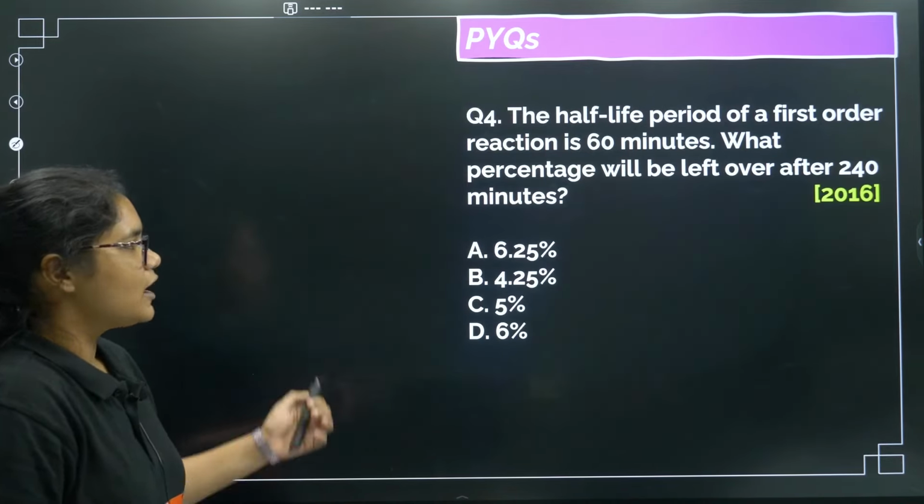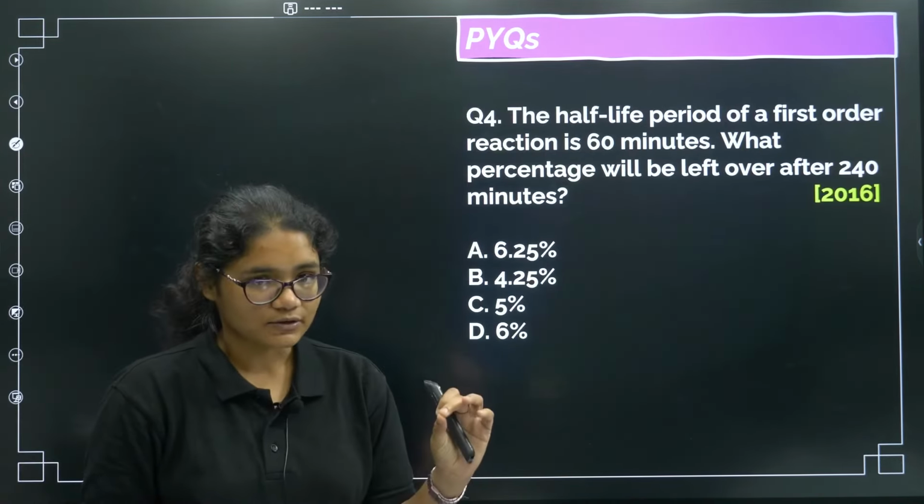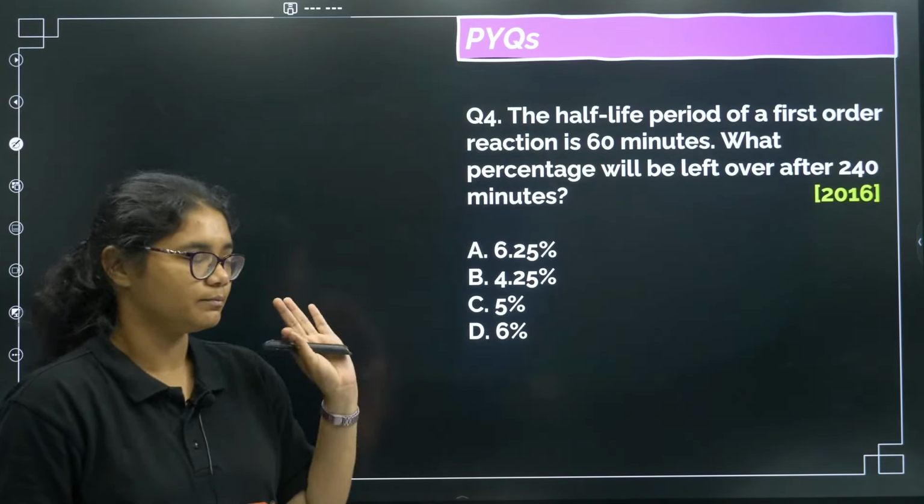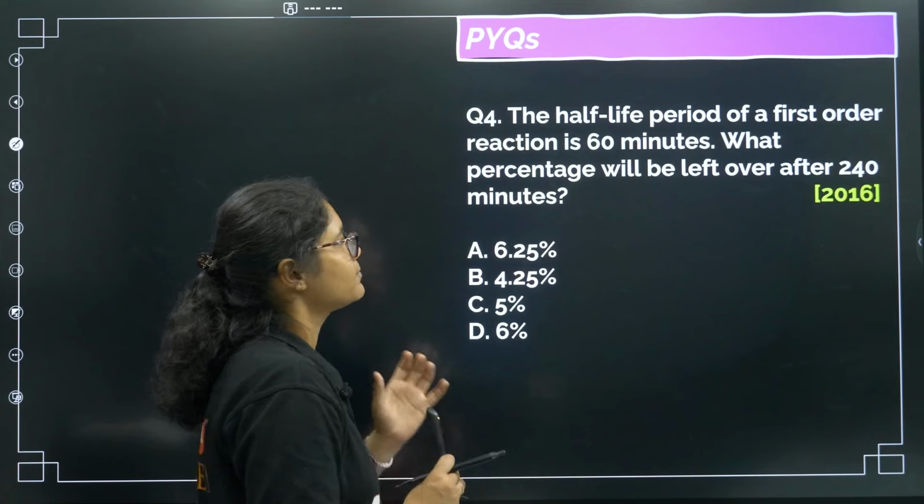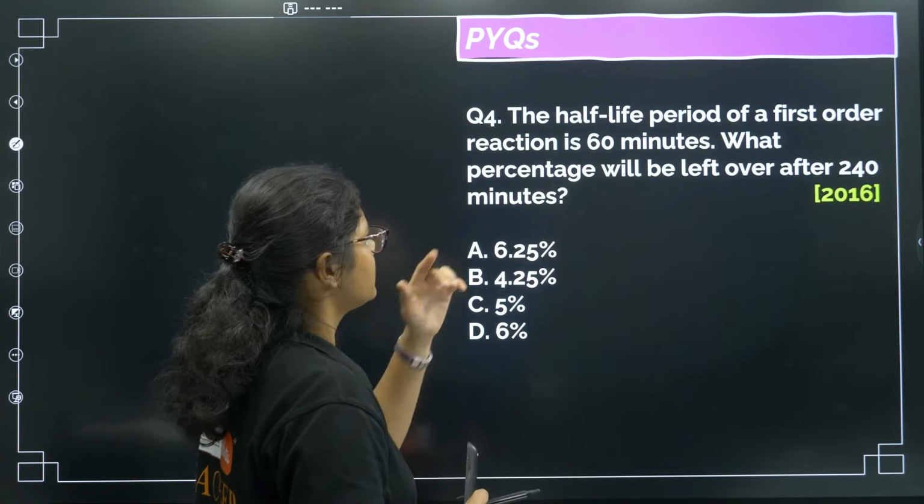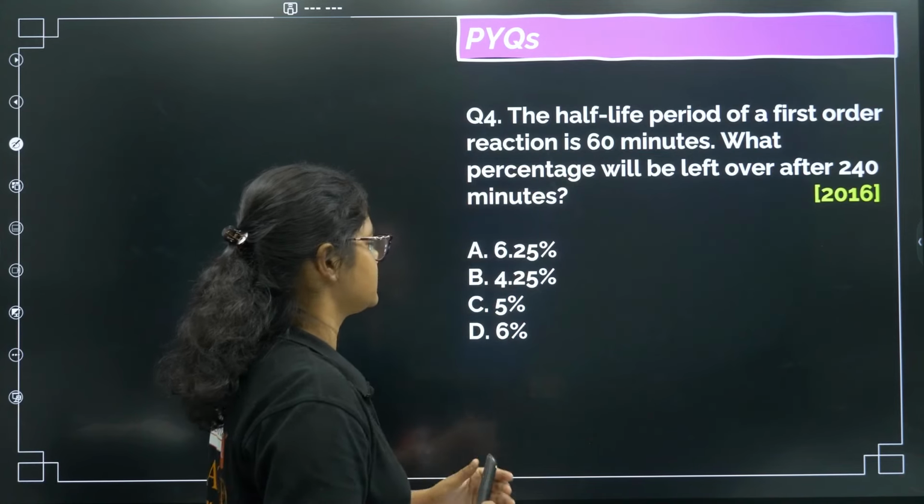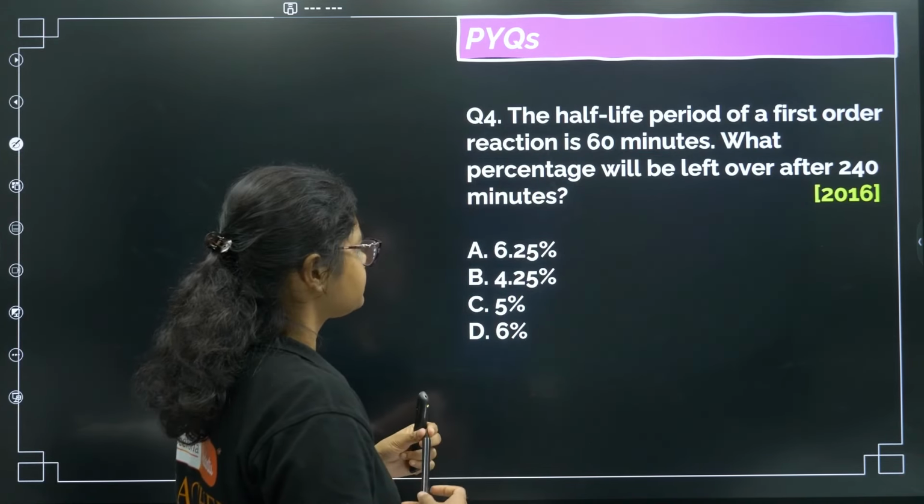Now see how easy definition-based questions are also asked. So I have covered each and every concept from where questions can be asked. So, a very important concept here. The half-life period of a first order reaction is 60 minutes. What percentage will be left after 240 minutes? Let us find this one.